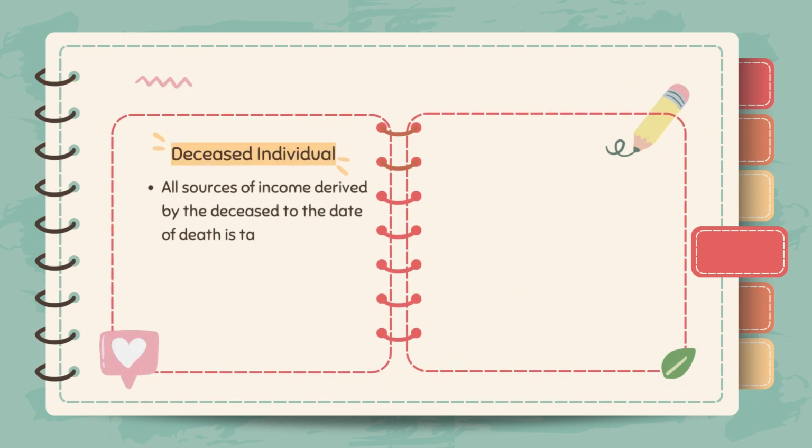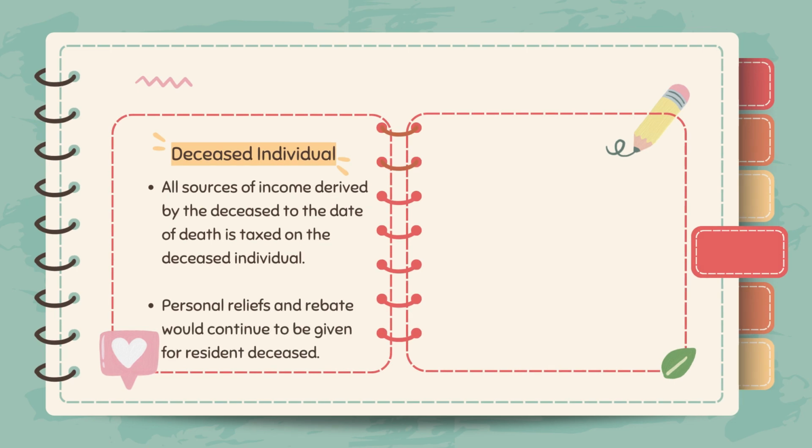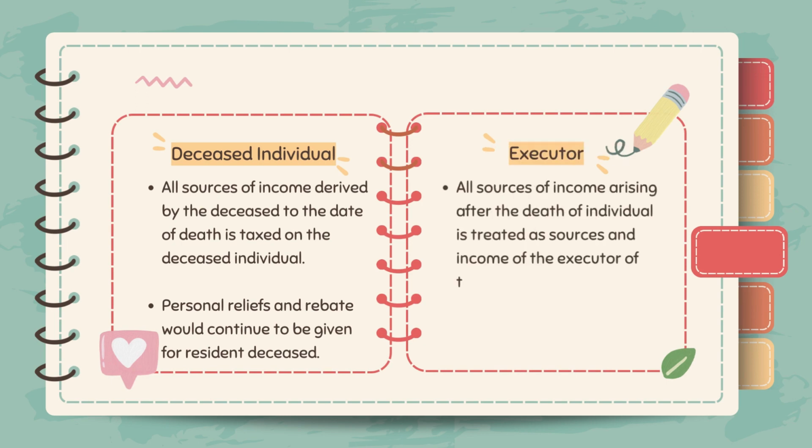Deceased individual. All sources of income derived by the deceased to the date of death is taxed on the deceased individual. Personal reliefs and rebate would continue to be given for resident deceased. Executor. All sources of income arising after the death of the individual is treated as sources and income of the executor of the deceased individual.